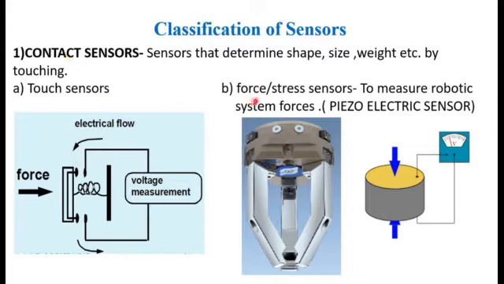The second type is force or stress sensors. To measure robotic system forces, piezoelectric sensors are used. In order to measure force or stress, we can see in this figure that whenever we apply a certain force on this component, it will be measured in terms of voltage. That force will be converted into voltage. So by using these piezoelectric sensors we can measure forces or stresses in the components.